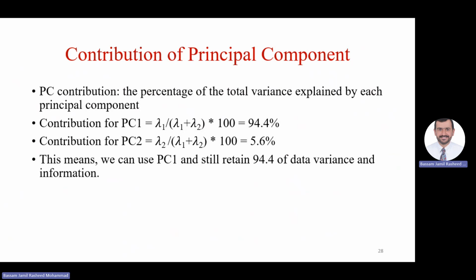So yeah, this is now the contribution. Before we go to the second example, we see the PC contribution, the percentage of the total variance explained by the PC component. So the contribution of PC1 is its eigenvalue over the total eigenvalues, and for PC2, its eigenvalue over the total eigenvalues, and these are the percentages.